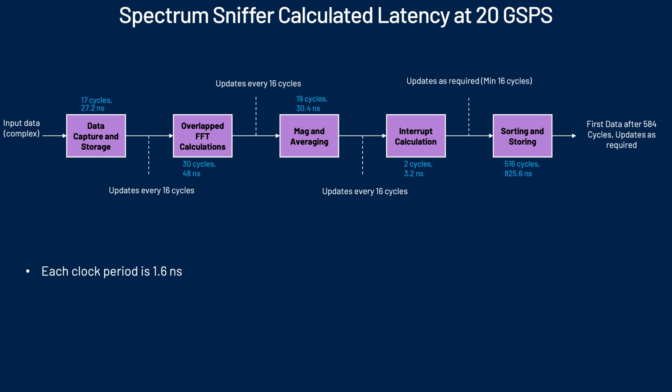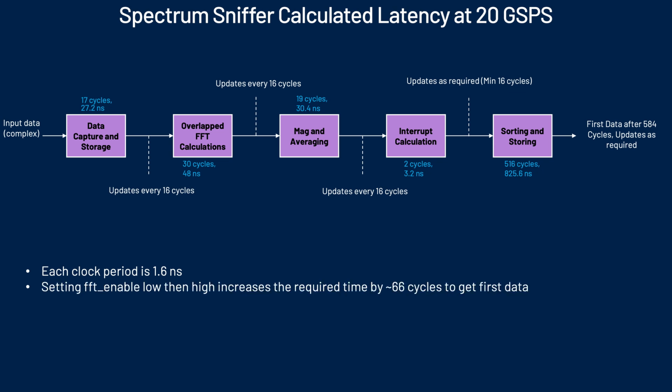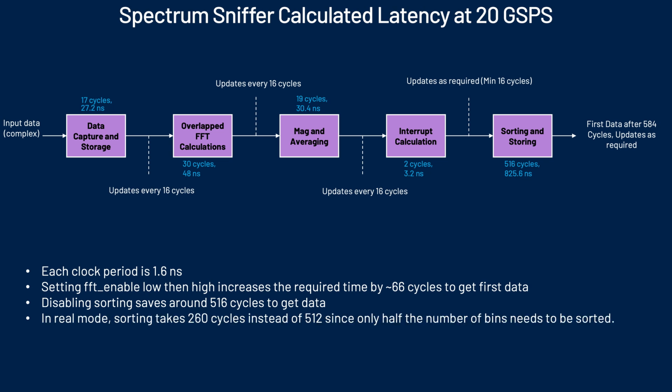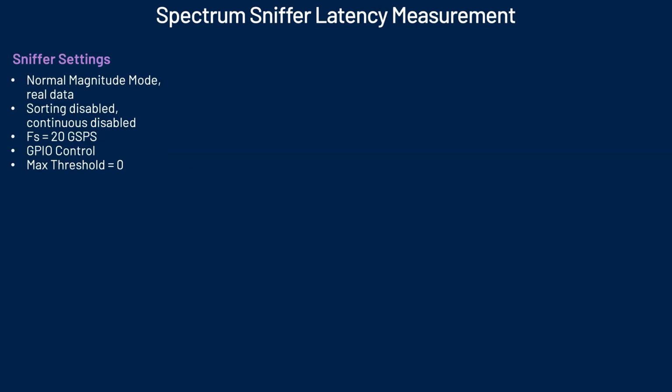If in continuous mode, the data will be updated every 16 cycles. If setting FFT enable low then high, add 66 cycles. If the user disables sorting, that will save 516 cycles to get data. Real mode sorting will only take 260 cycles since it is half the number of bins. This can be measured on our evaluation board.